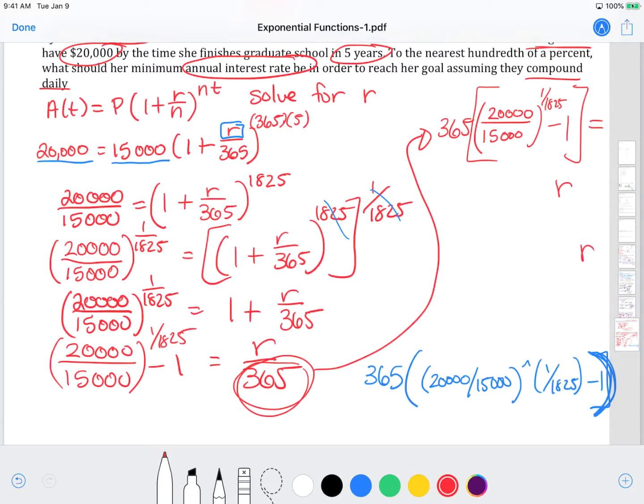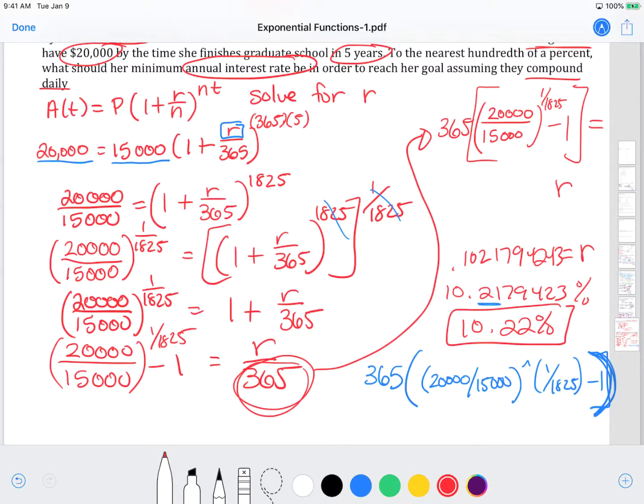Well, when you do that, you get that r is equal to 0.1021794243. And then the question says round it to the nearest hundredth of a percent. So if I multiply by 100 to change this to a percent, I would get 10.21794243%. And then when I round it to the nearest hundredth, that means 2 decimal places. So my final answer is going to be 10.22% if I round it the way the directions asked me to.